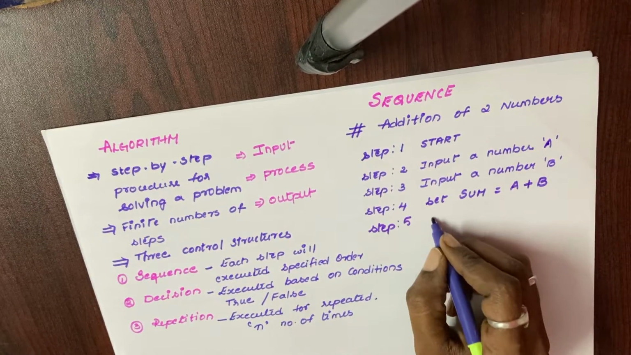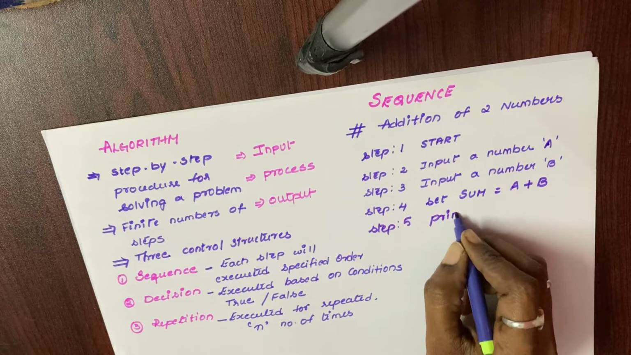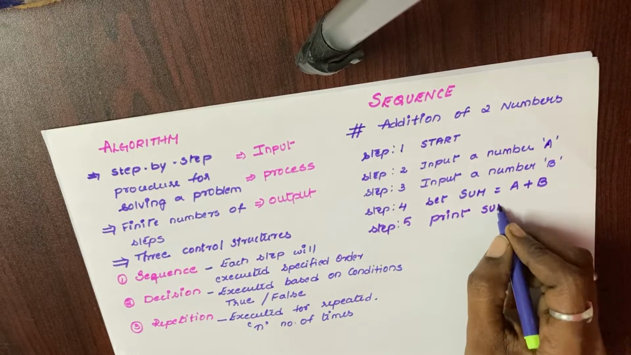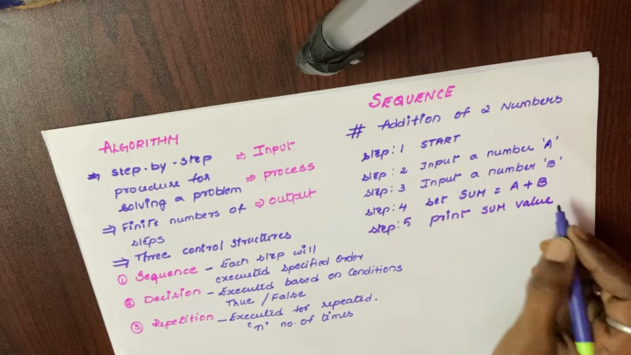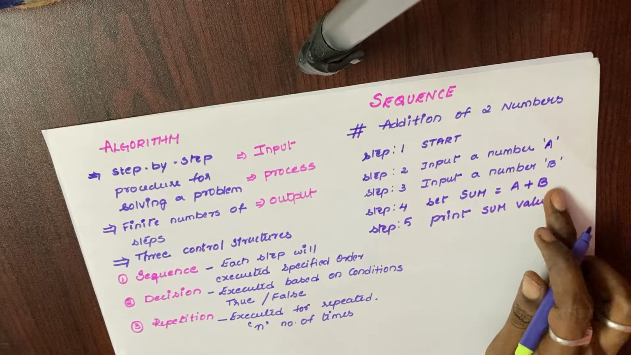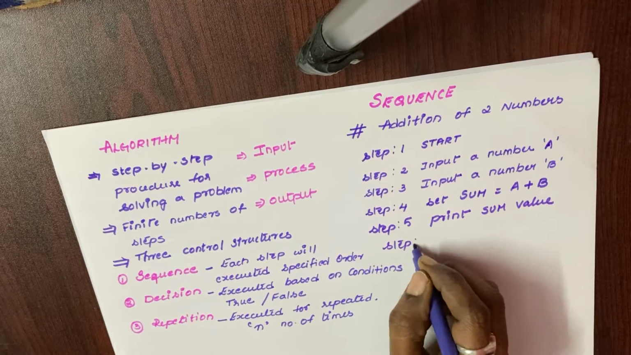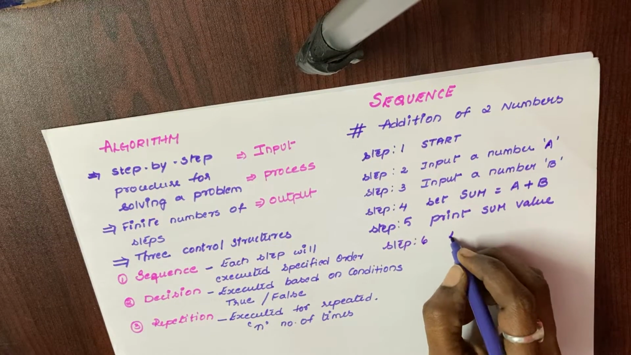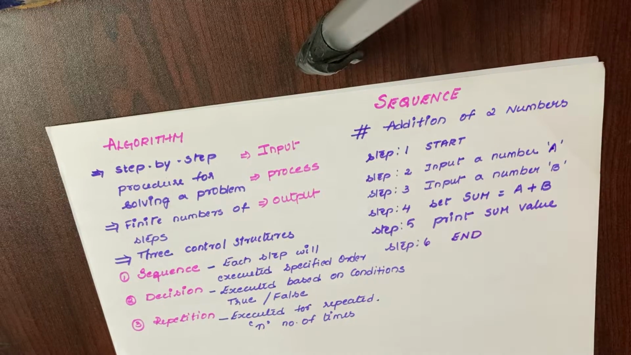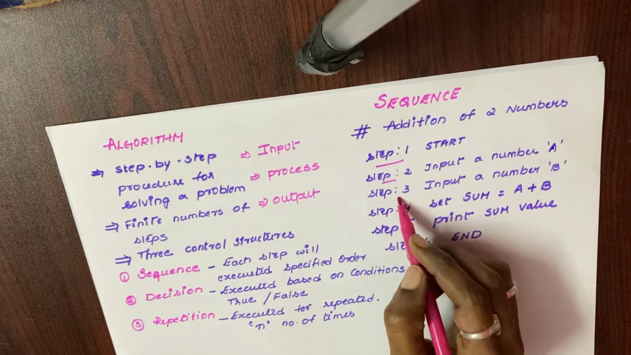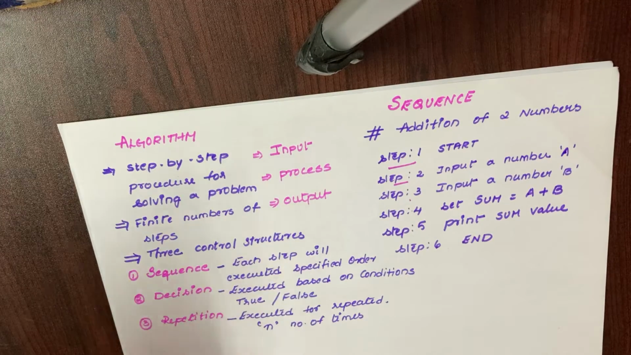And step 5, print sum value. This is nothing but the addition of these two numbers, which will be printed as the output. And step 6, we are going to end the algorithm. So this step-by-step manner is said to be an algorithm.